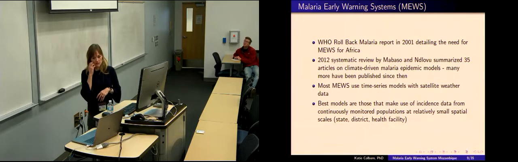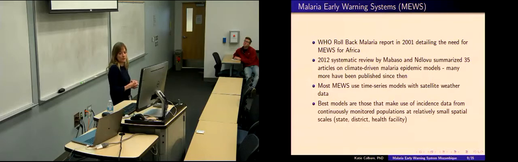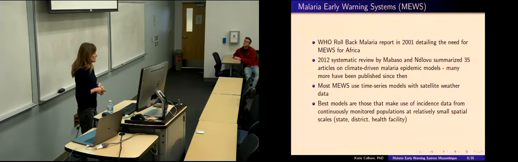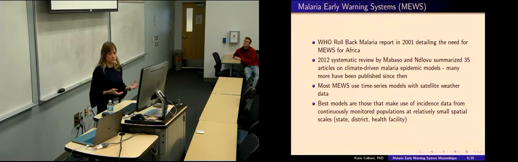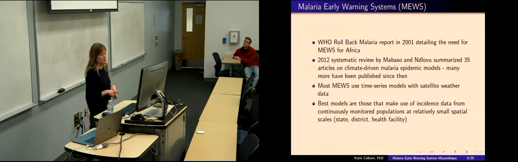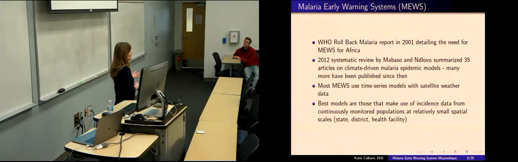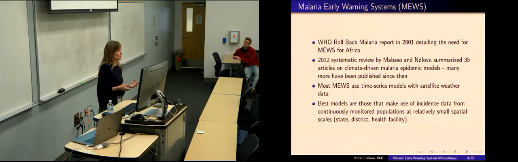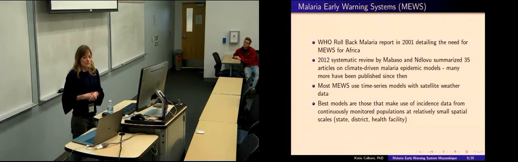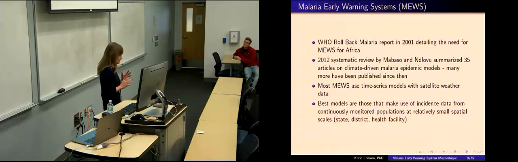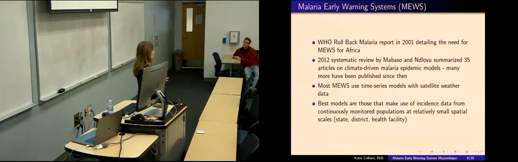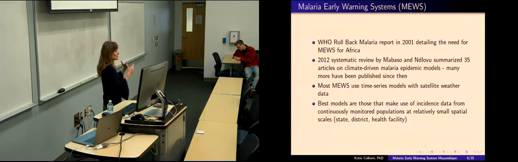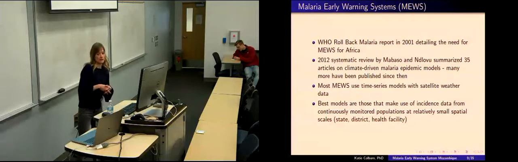So that's what early warning systems are, and a lot of these were inspired by a WHO Roll Back Malaria report published in 2001 detailing the need for these systems. There have been a number of papers published where people have developed these. They often use climatic data, and I'll talk a little bit more about why. And the best ones, the ones that are the most successful, require longitudinal data sets of routinely monitored populations.